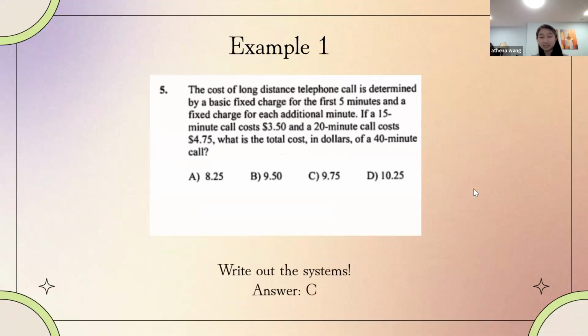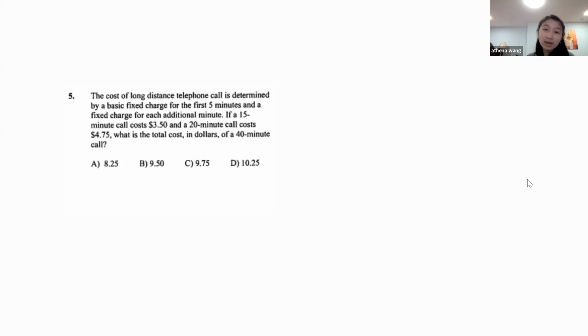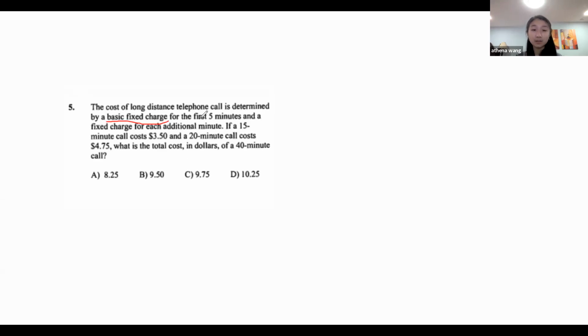And we can just write out the system, so we can just use variables. And I will also model this out. So let's just first underline the most important parts of this word problem. So we have that the cost of this telephone call is determined by a basic fixed charge. So this is kind of important for the first 5 minutes. So this is always going to be there. This is fixed.